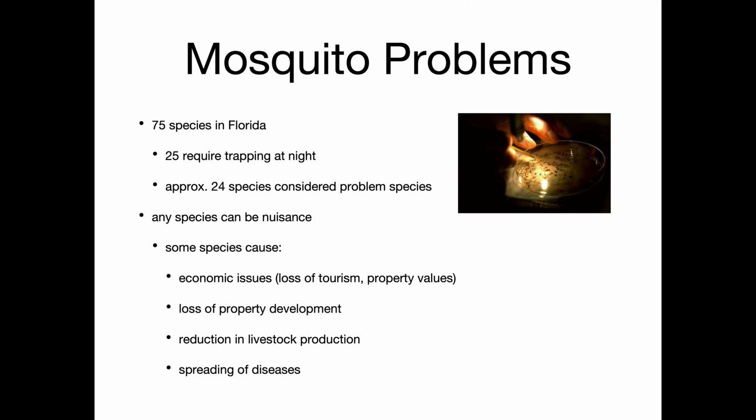There can be loss of property development. There are areas where a developer gets to an area and says, it doesn't matter what mosquito program I put in here, these mosquitoes are too awful. People aren't going to want to live here. We can also see a reduction in livestock production, such as loss of milk production in dairy cattle, weight loss in beef cattle, nuisance in poultry, and bloodletting causing the loss and death of very small birds in particular. The other is, of course, the spreading of disease.